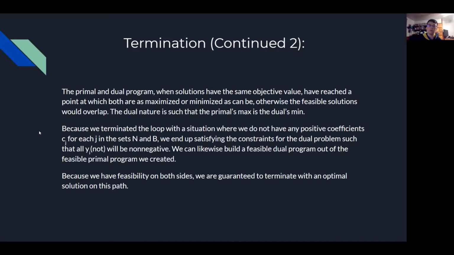And then because we terminated the loop with a situation where we do not have any positive coefficients for each j in sets n and b, what we end up doing is satisfying the constraints for a dual program where all of the y at index I naught will be non-negative. We can likewise build a feasible dual program out of the feasible primal program we created. And because we have feasibility on both sides, we are guaranteed to terminate with an optimal solution on this path.